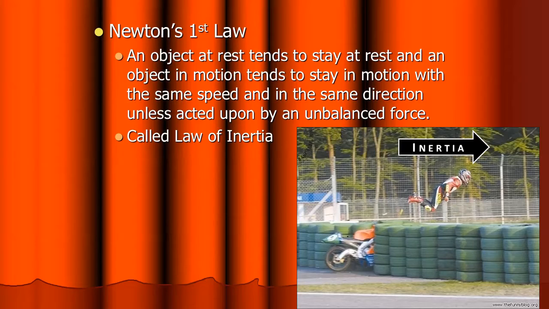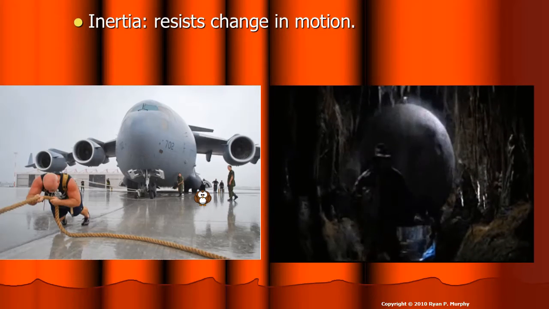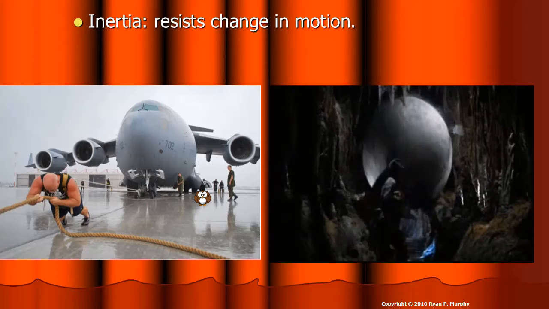Here's another good example here. Obviously, this guy's bike stopped, but he did not stop. He is an object in motion that wants to stay in motion. And that's basically what the idea of inertia is. Inertia is something that resists a change in motion.